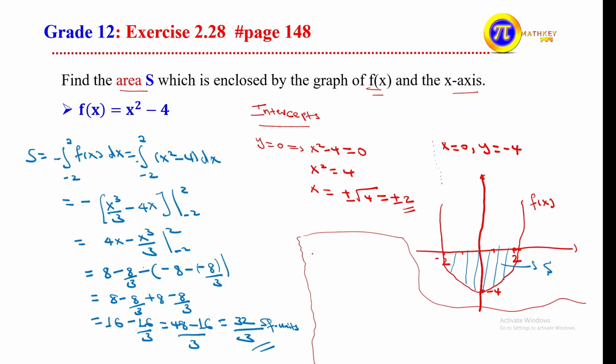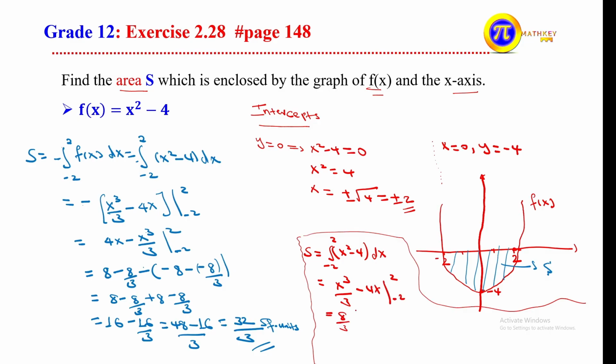This is our S, which equals the integration of our function from negative 2 to 2, that is x squared minus 4, and finally take the absolute value of your result. Taking the absolute value of the result is also possible, which equals the integration as we did before. This is x cubed over 3 minus 4x between negative 2 and 2.